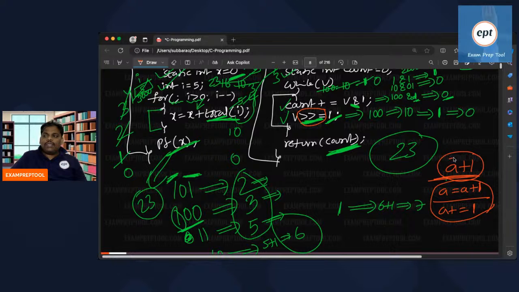Let me check here. A value is 5. A plus 1 is 6, but A is 5 only. But here, see this, A is 5, A plus 1 is 6, and A also becomes 6. Here A plus 1 is 6, but A is 5 only. Now see here, this one is equal to this one. These two are similar. Now, let me know if anyone has any doubt.